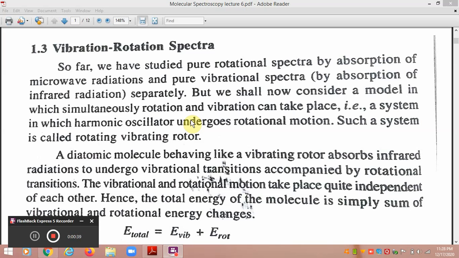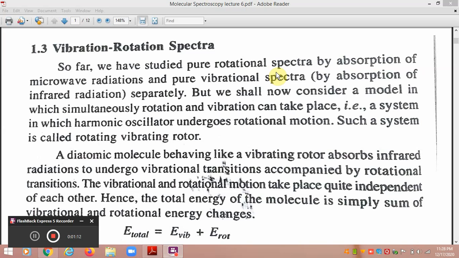molecules. Before this we also studied rotational spectroscopy, and in rotational spectroscopy we have studied that the pure rotational spectra is observed because of absorption of microwave radiation, while vibrational spectra is observed due to the absorption of IR radiation. And we have studied both these two spectra separately with the help of a diatomic molecule.